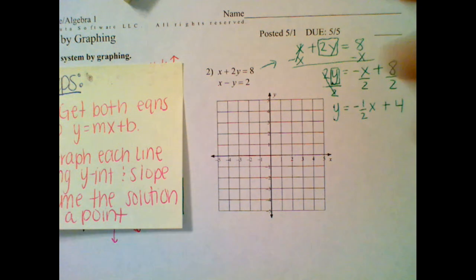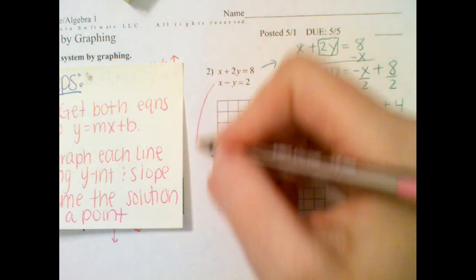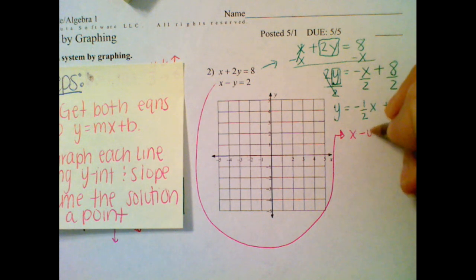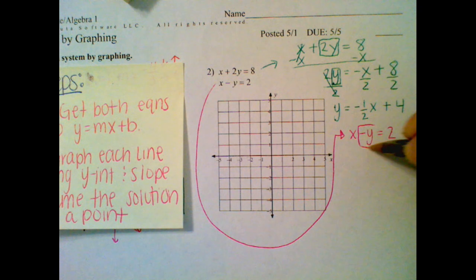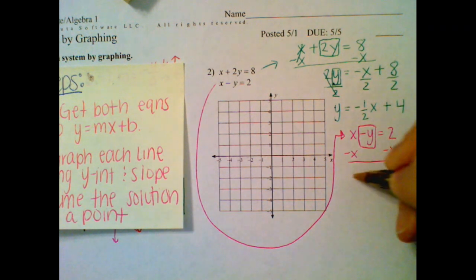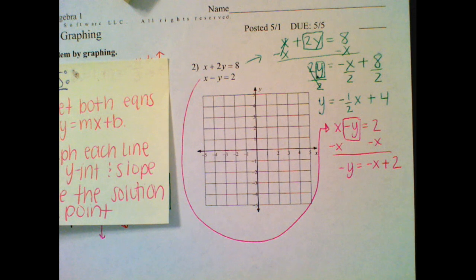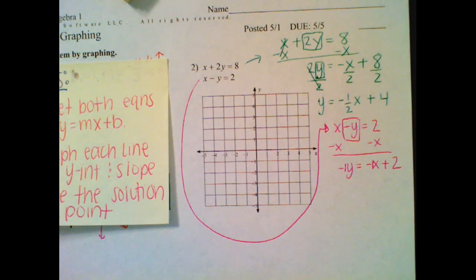I need to do that again with the second equation. So x minus y equals 2. So again, I need to isolate the y, get it by itself. So I need to subtract over the x. Negative y equals negative x plus 2. And remember, when there's no number, there's an imaginary 1. So we can add those so it's easier.